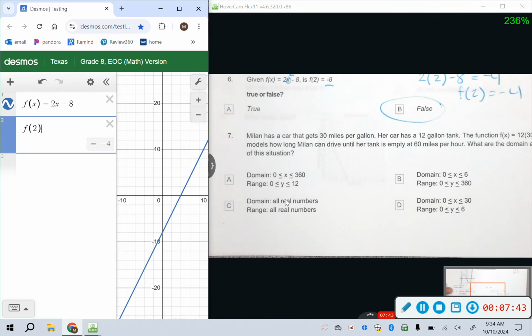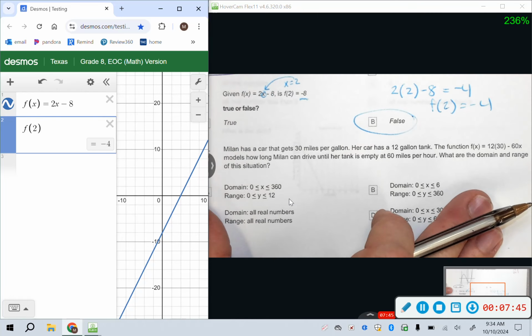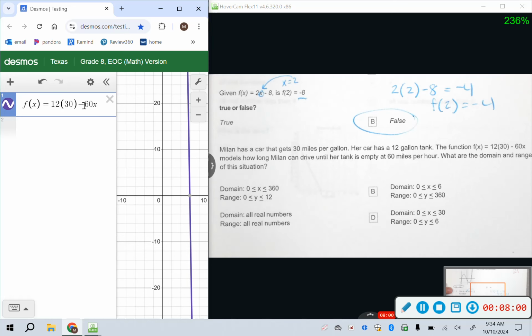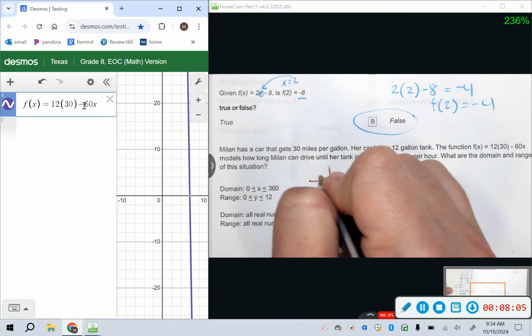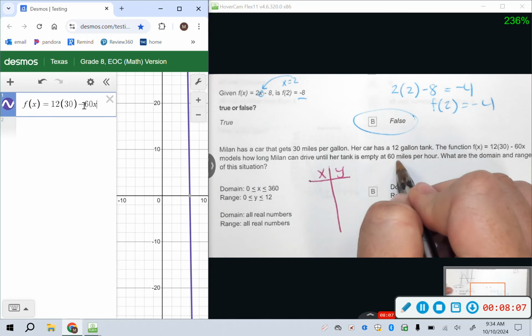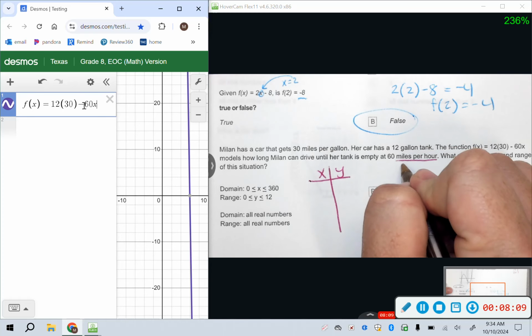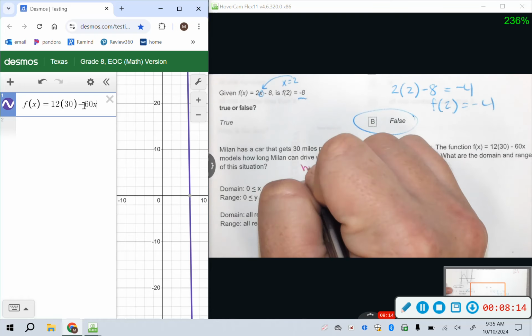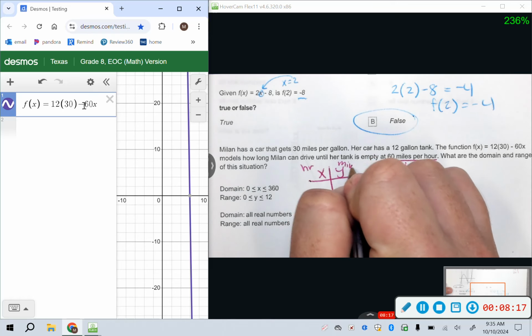Okay, I'll scroll out just a little bit. Okay, so it gives me my equation. So I'm going to type that in my calculator, the exact way I see it. And it's asking me domain and range. Well, I'm going to build a table every single time. Y'all will learn I love tables. And I'm going to say, well, look, it says miles per hour. So this is my y per x. So x represents hours. Y represents miles.